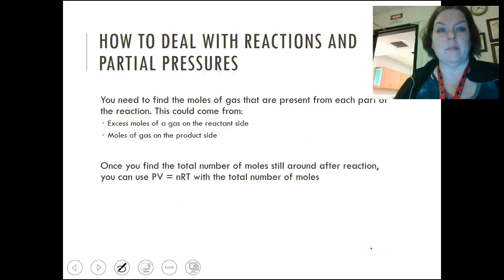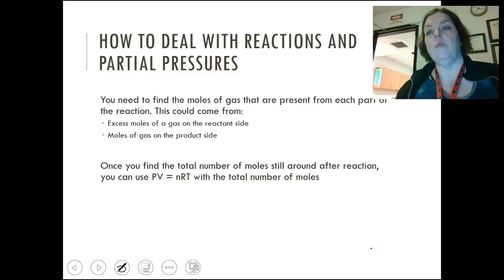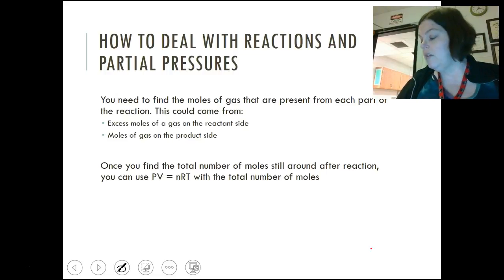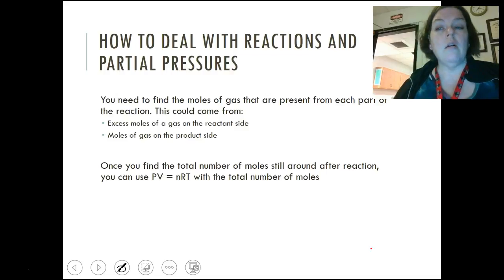Okay, relatively simple. So when partial pressures are dealing with reactions, you need to find the moles of gas that are present from each part of the reaction. So you first have to look to see which one's excess and which one's limiting and figure out the moles. Once you find the total number of moles still around after the reaction, you can use PV equals nRT with the total number of moles. So it's not so hard, but there can be some slight complications.